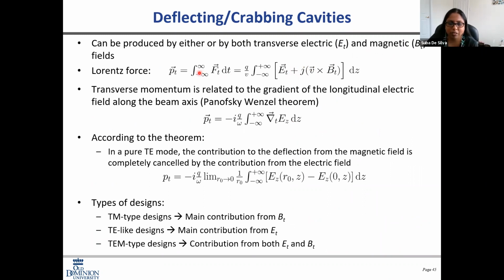So similar to what we saw in the accelerating cavity, you simply integrate the fields, but now in addition to the electric field, you have a magnetic field, and these are all transverse fields, not electrical fields. So based on the field geometry, it can be a TM type design, where the contribution is coming from a transverse magnetic field, or it can be TE, where it's a transverse electric field, or a TEM type with both transverse electric and magnetic field as the contribution.